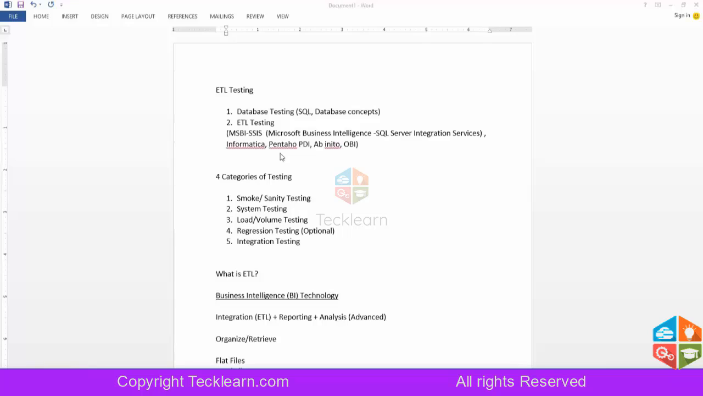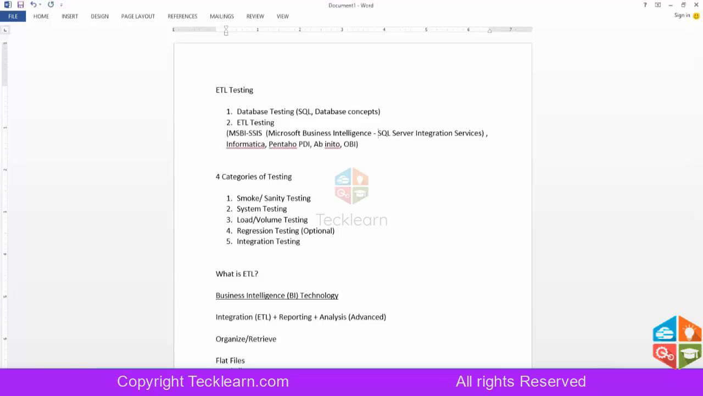Microsoft Business Intelligence has all three: integration services, reporting services, and analysis services, which I discussed as part of Business Intelligence. Out of all three, we will be using SSIS, which is relevant to our ETL testing. It is very intuitive and will be very supportive for carrying out ETL testing, which can be discussed as part of this ETL testing program. So MSBI, SSIS will be used.